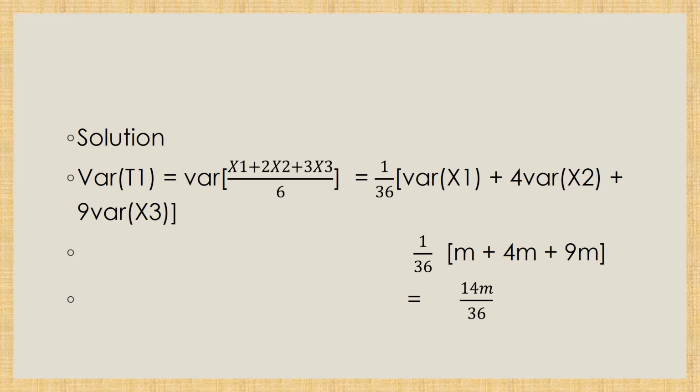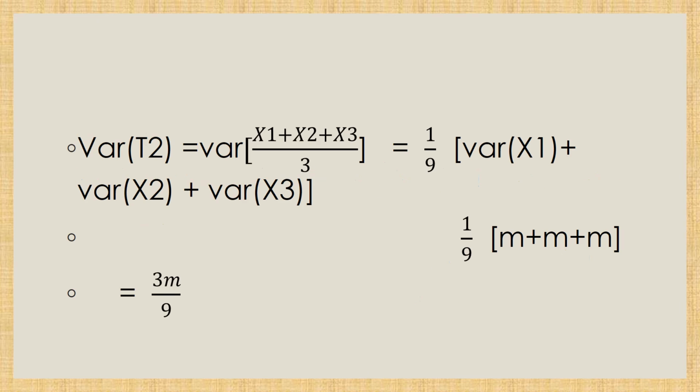So our answer there becomes 1 over 36. The variance of x1, because it's a Poisson distribution, remains m. Plus 4 times the variance of x2, which is also m, and 9 times the variance of x3, which is also m. So 1 over 36 in brackets m plus 4m plus 9m. We have 14m out of 36, since m plus 4m plus 9m gives us 14m. That's the variance of T1.